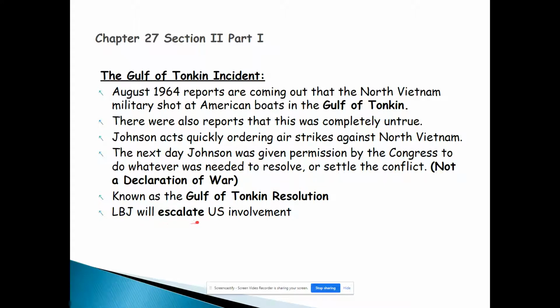President Johnson will immediately escalate the U.S. involvement, and by 1964, we're in Vietnam, with money, advisors, and now the military, based on an incident in the Gulf of Tonkin that may or may not have been true.